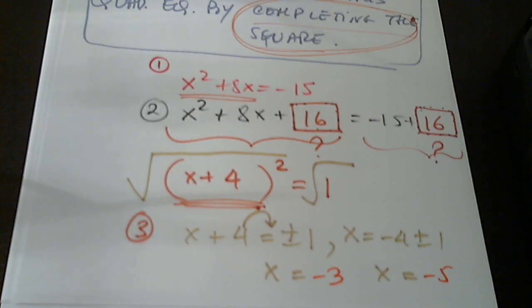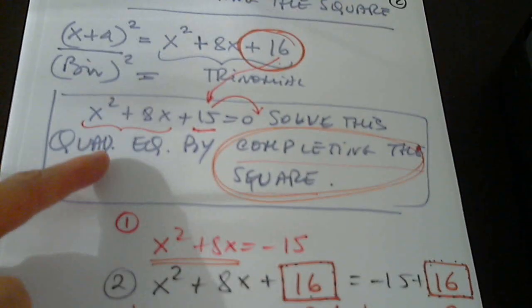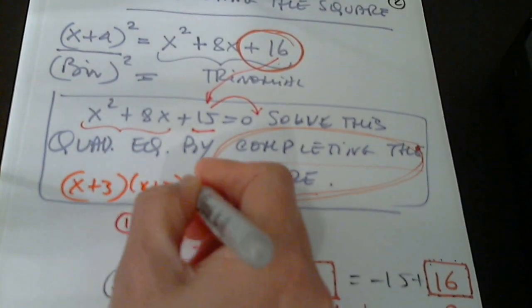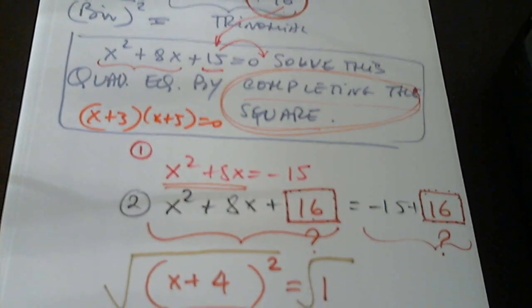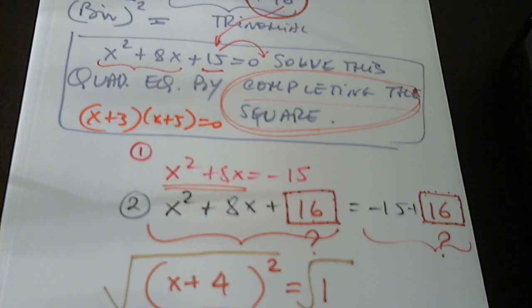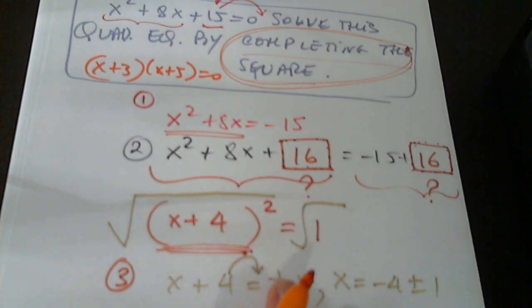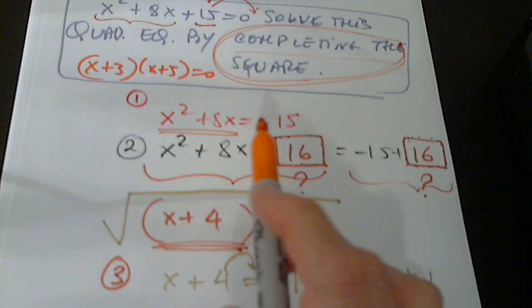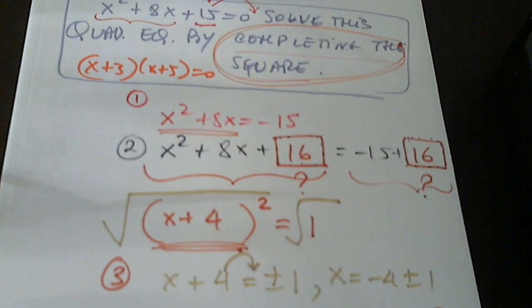Did I have to do all this for this problem? No. Because it's much easier to factor into x plus 3 and x plus 5, and I get the same answers. But I wanted to illustrate, based on what we just looked at, why we add 16 to both sides. So allow me now to give you the shortcut.